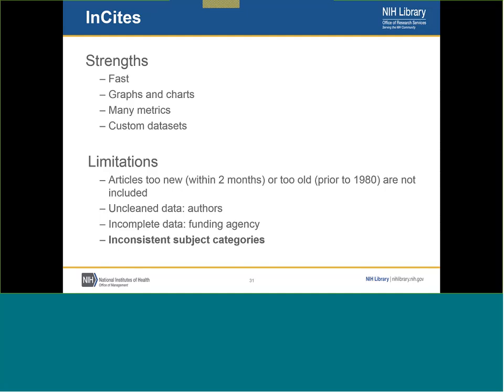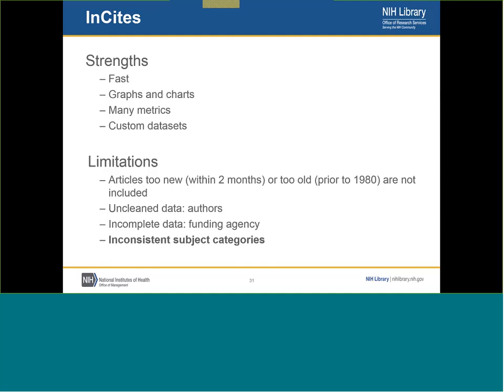Some of the limitations. Articles that are either too new or too old are not included. Right now, anything before 1980 is not included. So if you'd like to analyze something from 50 years ago, you won't be able to get those impact factors or the percentile values here. They also have unclean data about authors because they use the data in Web of Science. They also share the same problem of incomplete data about funding agencies, which I'm going to show you as well.